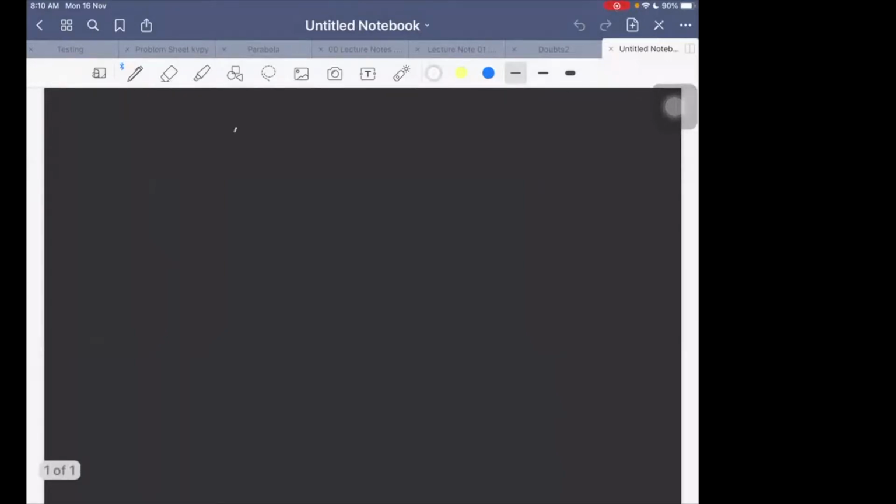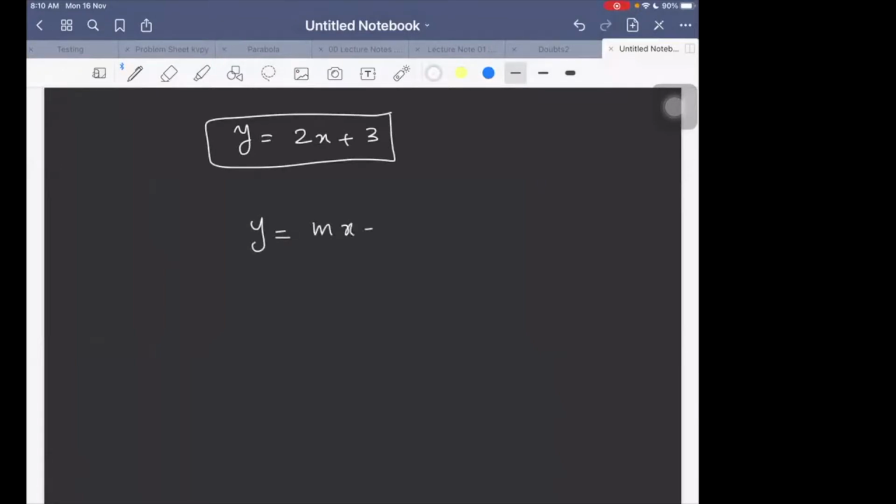Suppose instead of y is equal to 2x plus 3, I write this as y is equal to mx plus c. We call m and c constants or parameters. And what is the role of this parameter? Now, if you fix the value of c, it is going to give you a family, a class of straight lines.